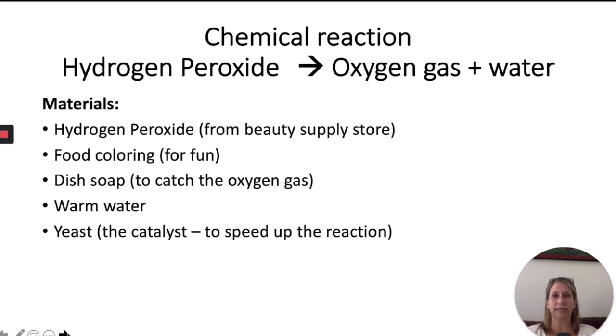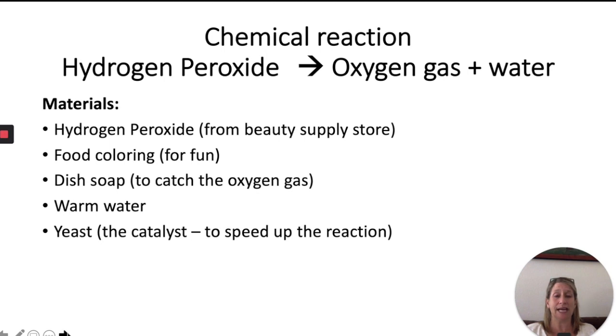These are things you need today if you want to do it, okay? Hydrogen peroxide from a beauty store works best, but you guys can't get that right now unless your mom's a hairdresser. So you can use regular hydrogen peroxide because I tried it and I'll show you that later. Food coloring, I'm using green. If you guys have food coloring, use whatever you've got. You need some dish soap.